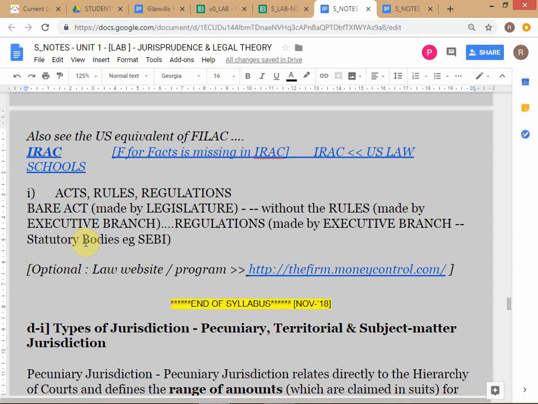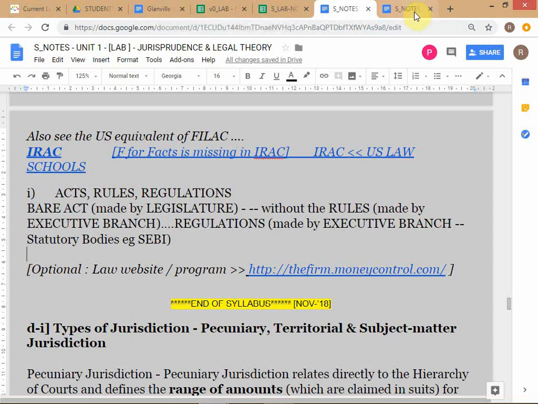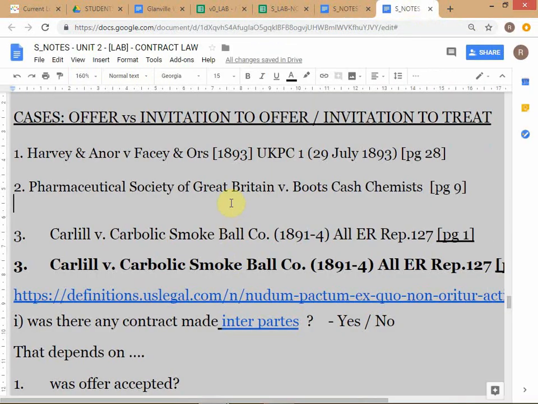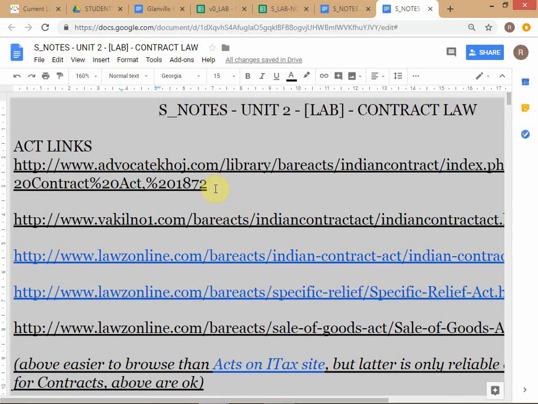We have some amount of time, so we are going to now get on to contract law. All right, so let's quickly start on contract law here.